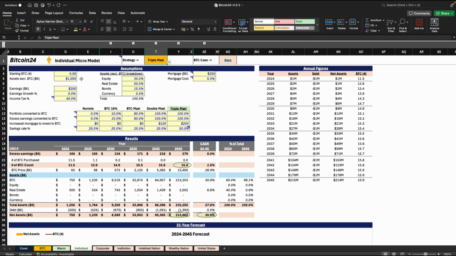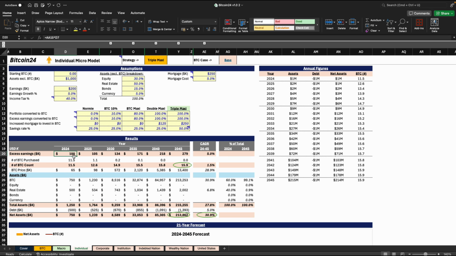So what happened in this case? If he has $1 million in assets, and they're divided in this way, he has 30% in equity, 50% in real estate, 15% in bonds, and 5% in currency. And he has a mortgage of $250,000. The cost of the mortgage is 5% year on year. So these are the results for this triple maxi with $1,000 in assets other than Bitcoin. And he wants to get into Bitcoin by going all in basically.